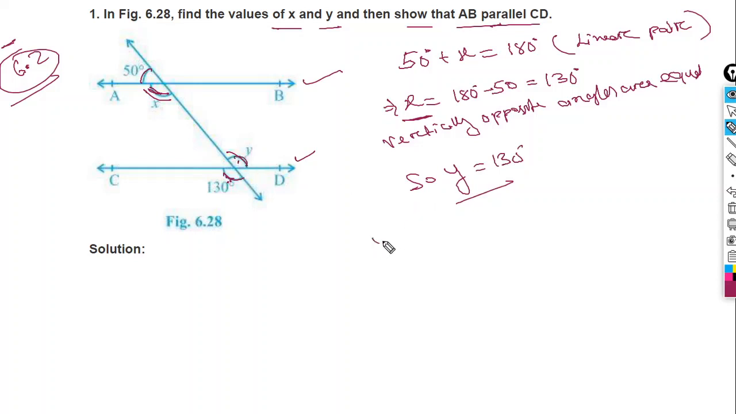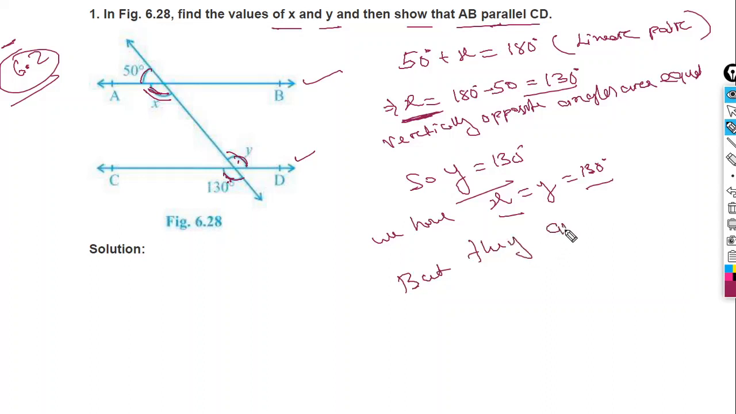Now we have x equal to y equal to 130 degree. We found the value of x is 130, y also 130. So here x and y are equal to 130 and they are the same, but they are alternate interior angles. You can see x and y, they are alternate interior angles.